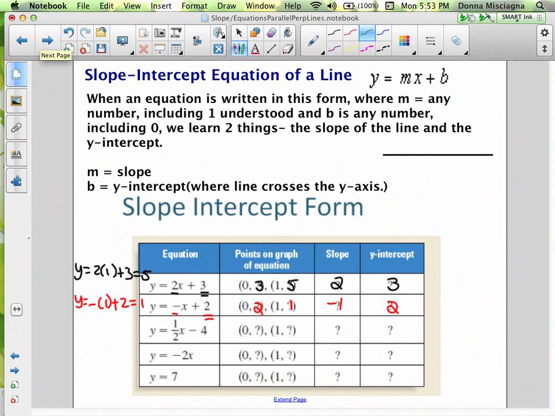Right? So y equals 1/2 x minus 4. The slope is that coefficient in front of x, so our slope is 1/2. Our y-intercept is the value added in. It's -4. Don't forget that minus goes with that number. It's a -4. So the point (0, -4) is our y-intercept. And y equals 1/2 times 1 minus 4 is going to be a point on the graph. Now that's going to give me 1/2.